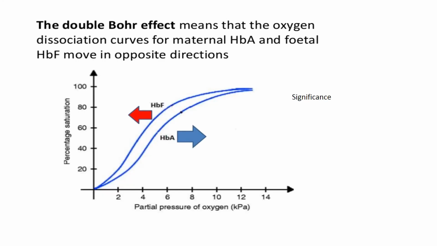Then we have this double Bohr effect, meaning that the oxygen dissociation curve for the maternal adult hemoglobin and the fetal hemoglobin move in the opposite direction, as you can see here. HbA, which refers to the maternal hemoglobin, and HbF, which refers to the fetal hemoglobin, both are moving in an opposite direction.